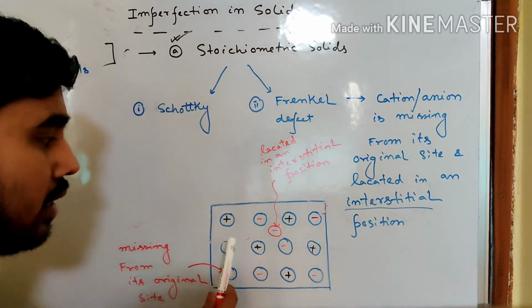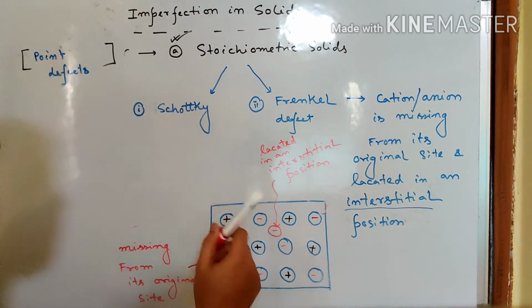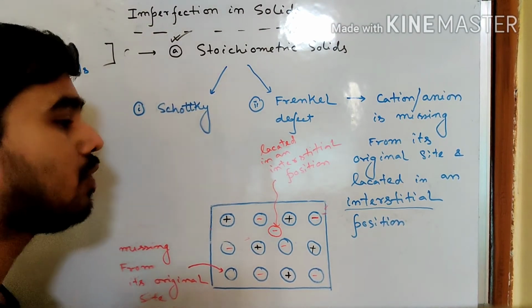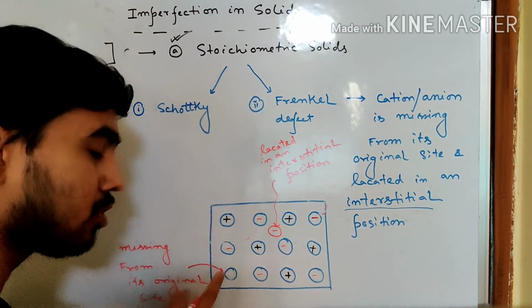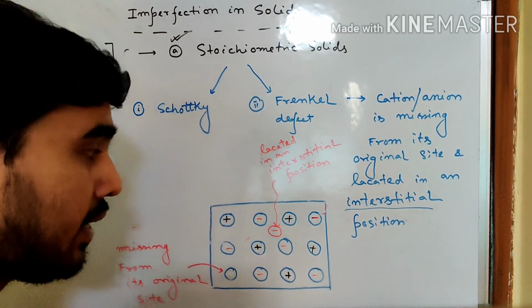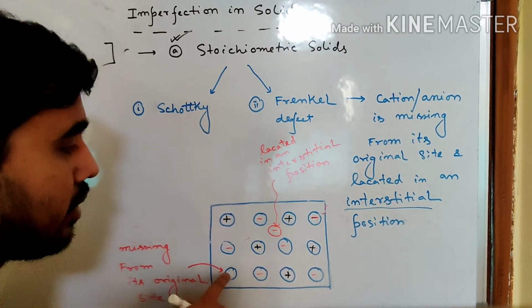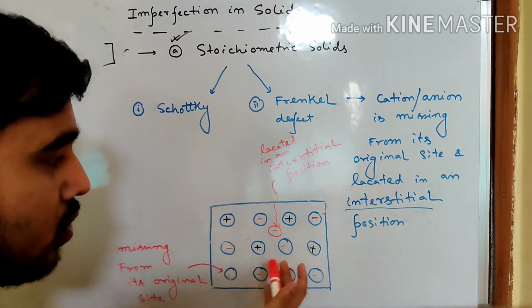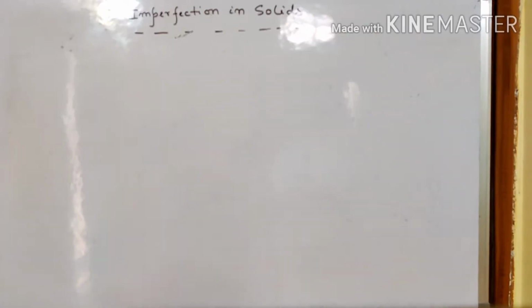Here also you see the number of cation and the number of anion is same. Earlier case, in the Schottky defect, same number of cations and anions were missing. So that is why they were maintaining the electrical neutrality. Here also the electrical neutrality will be maintained. The reason is, if one anion is missing from its site but it is occupying some interstitial site, it is within the structure only. So the number of cations and number of anions will be same.